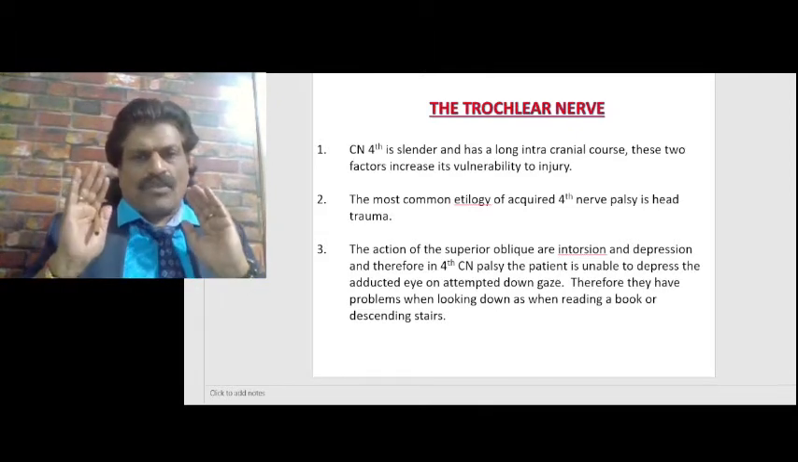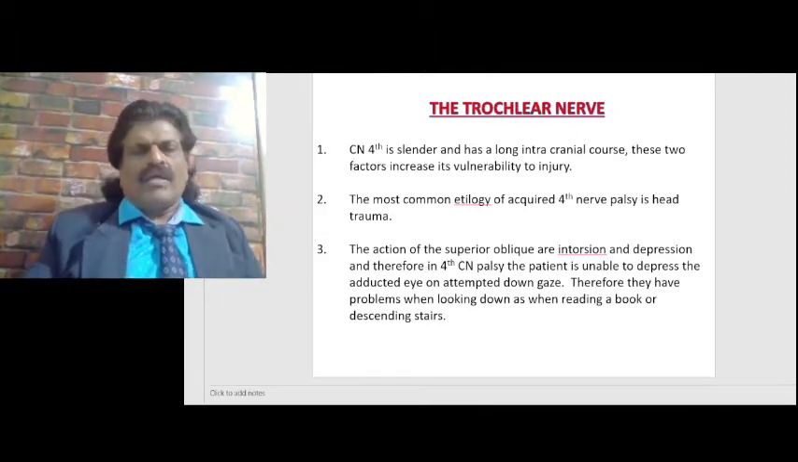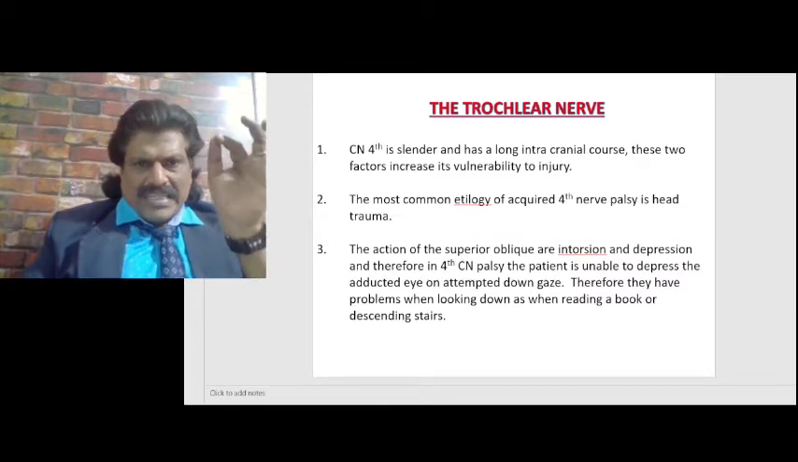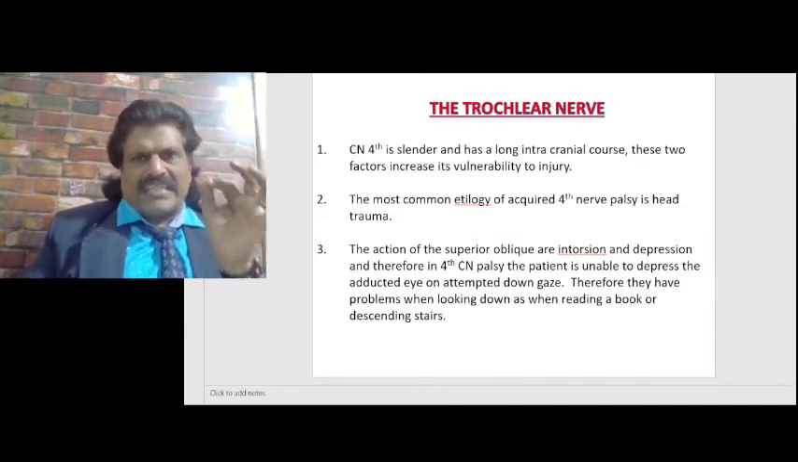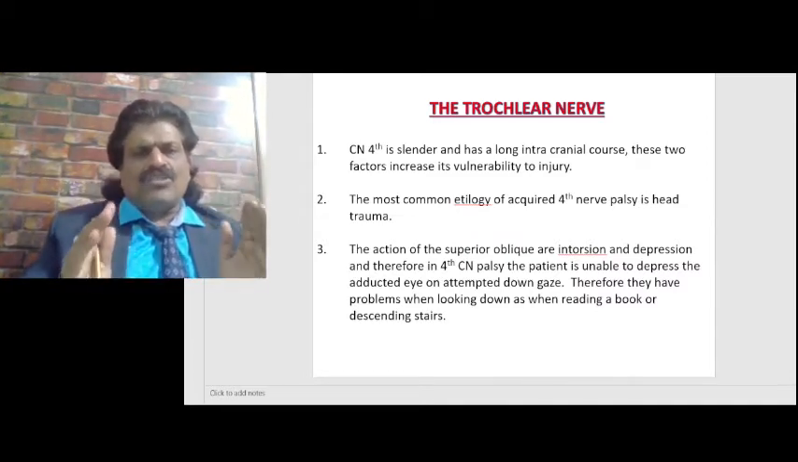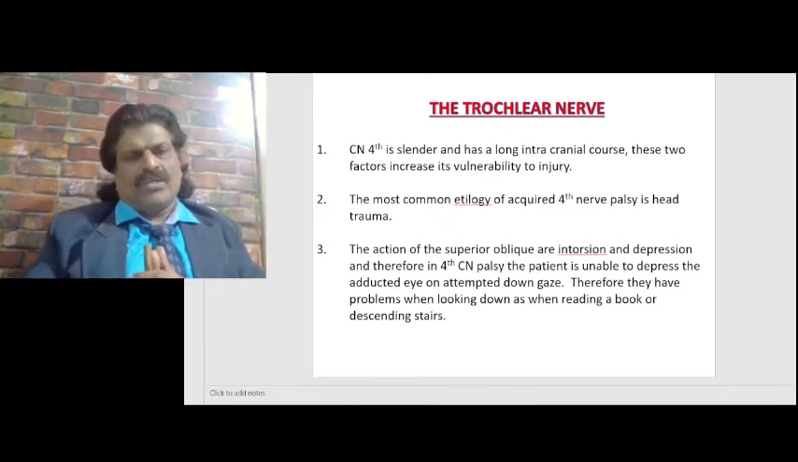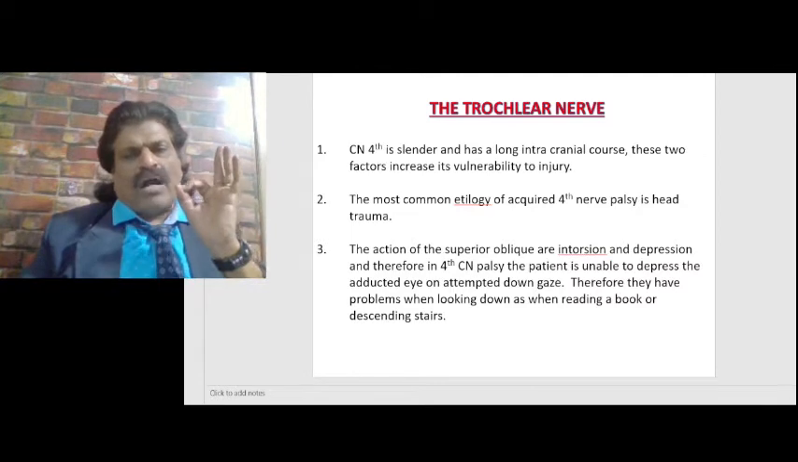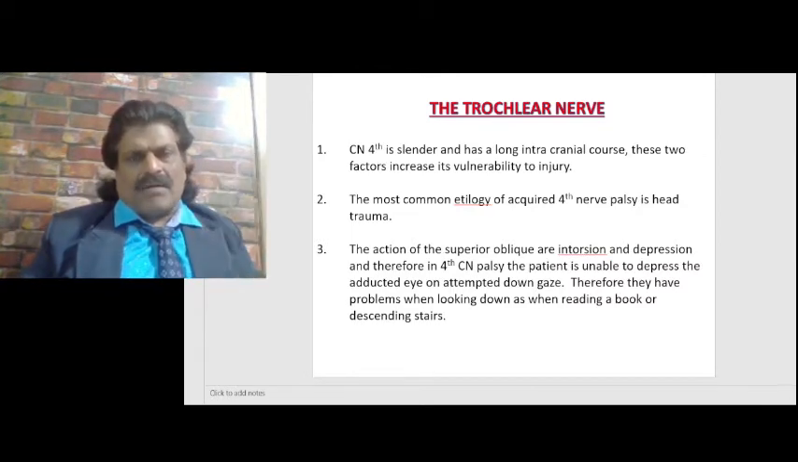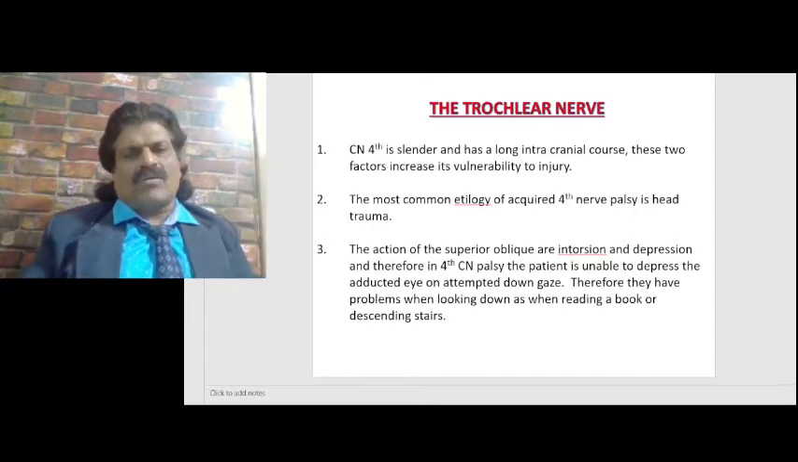First, let's talk about the 4th nerve, the trochlear nerve. The 4th cranial nerve is slender and has a long intracranial course. These two factors increase its vulnerability to injury. So, the most common etiology of acquired 4th nerve palsy is head trauma, because the 4th nerve is slender and has got a long intracranial course.